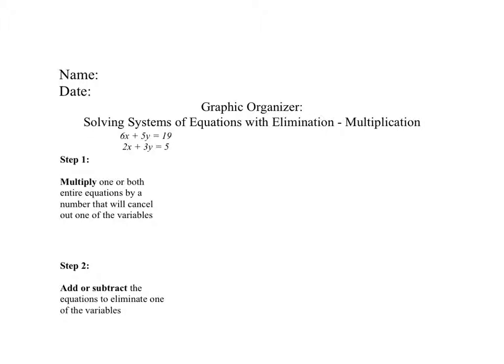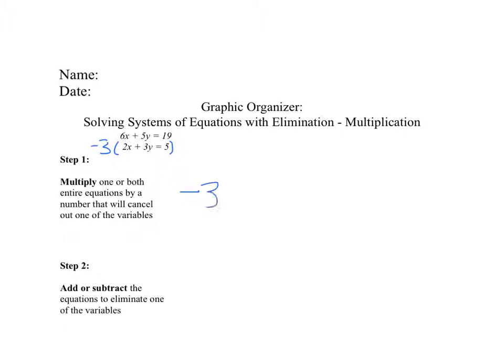So pick a variable. Doesn't matter which one. Pick either x or y. And you want to see if you can find a number that you could multiply one of the equations by that would get those variables to cancel out. For instance, I can see that if I take this bottom equation and multiply it by a -3, that's going to end up giving me a -6x, which would cancel with that positive 6x right there. And that's kind of what I'm looking for.